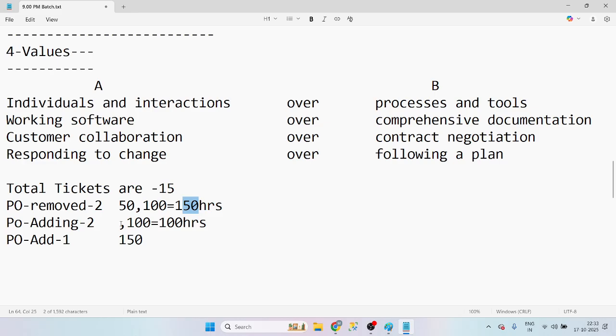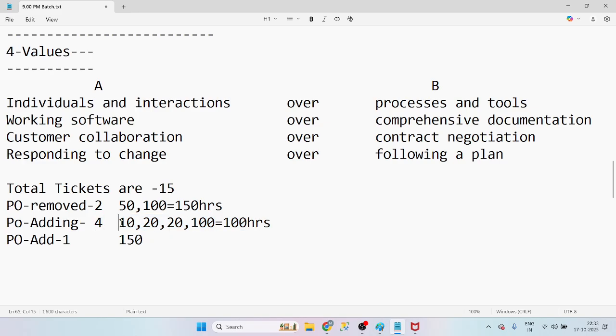What he will do, he will add a few more tickets. 10 hours, comma, 20 hours, comma, 20 hours. Okay. Now how many tickets? Karthik? One, two, three, four. Four tickets, right? Now I'm adding four.